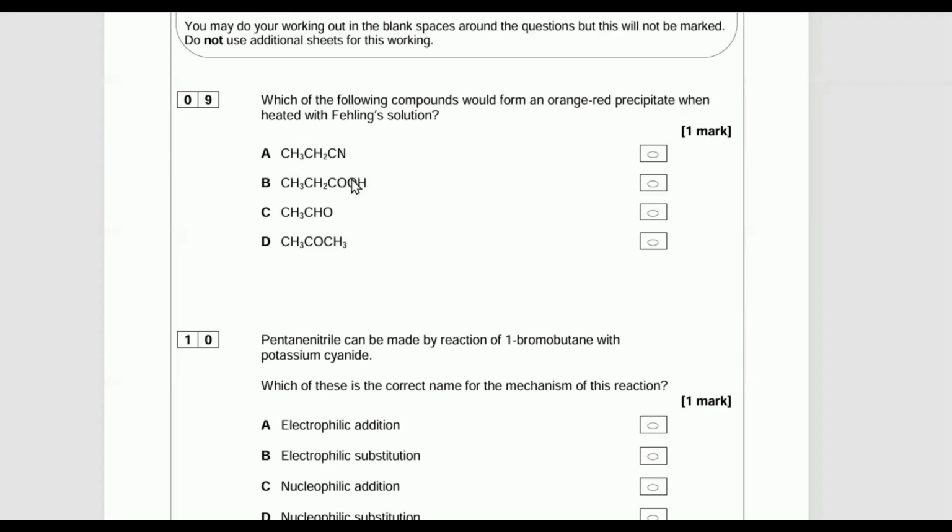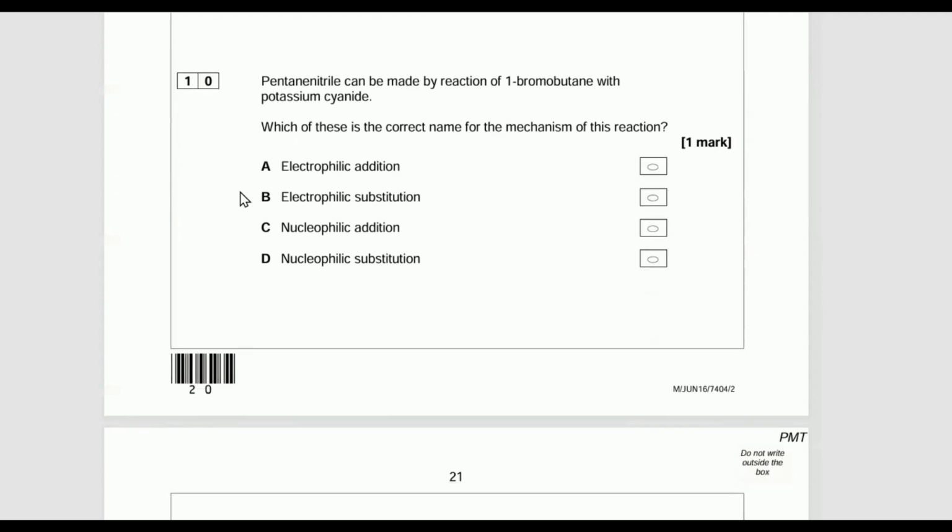So carboxylic acids, no. Nitriles, no. Ketones, no. We are looking, folks, at aldehydes, and there we've got ethanal, so you should be able to spot that's an aldehyde. So our answer here, Fehling's solution, we're going to get that blue to brick red, and we're going to get that when it is an aldehyde. Yeah, so great. Hopefully you did well there. Let's move on. Question 10.